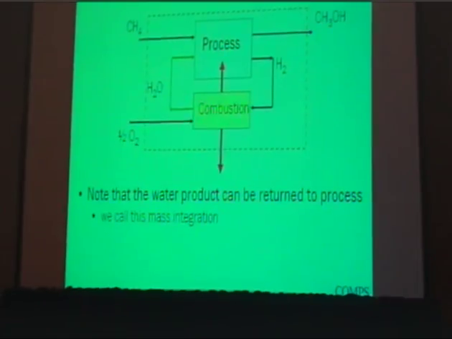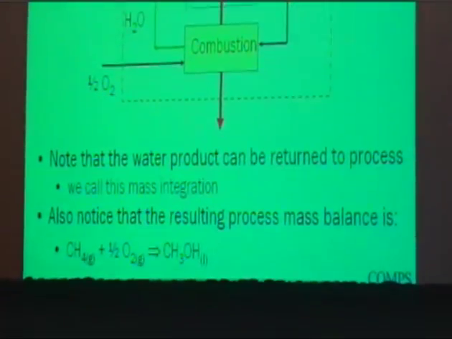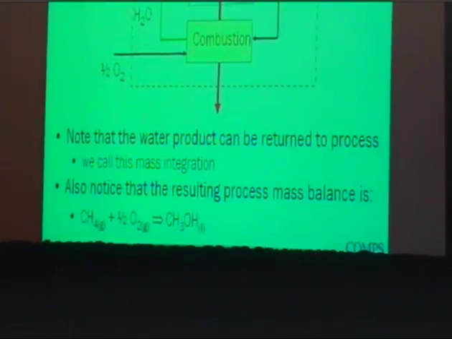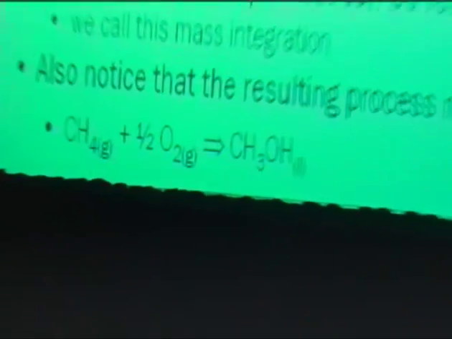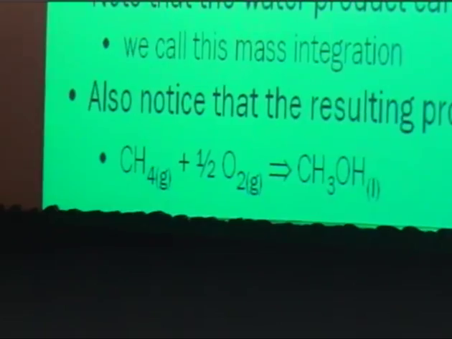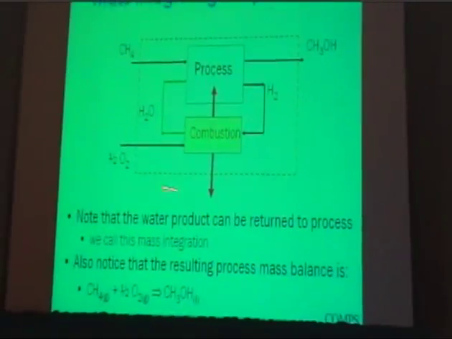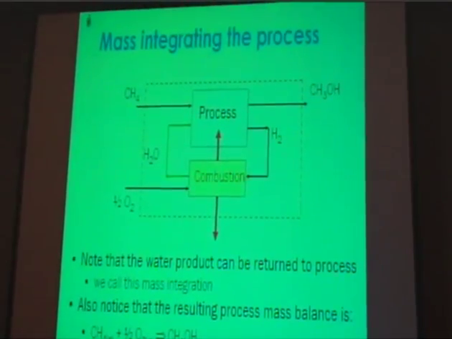So we can return it to the process, it's called mass integration. And the interesting thing to note about this is what we've done is we've taken a chemistry which looked to be undesirable in the form of the fact that it was methane and oxygen. We said there was no way of implementing it. And by merely adopting current technology which does work and doing some mass integration, we've turned that into an overall process chemistry that is much more favorable.